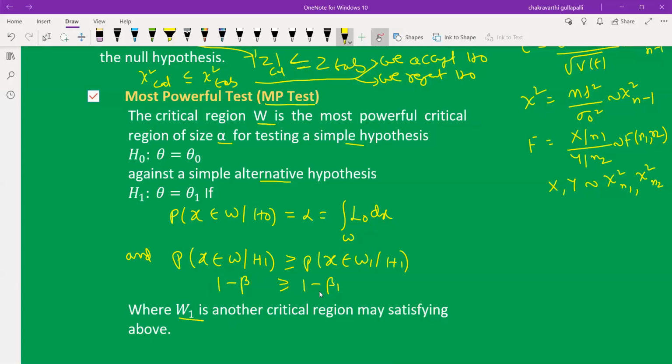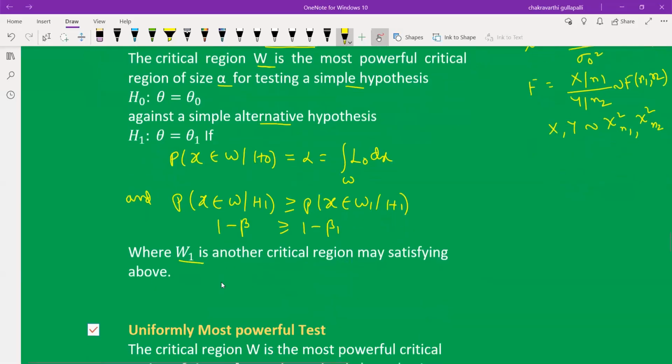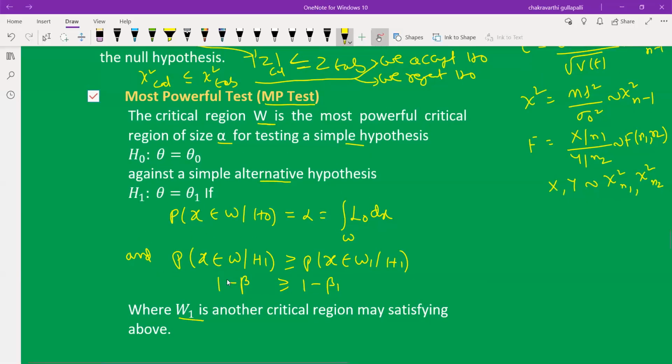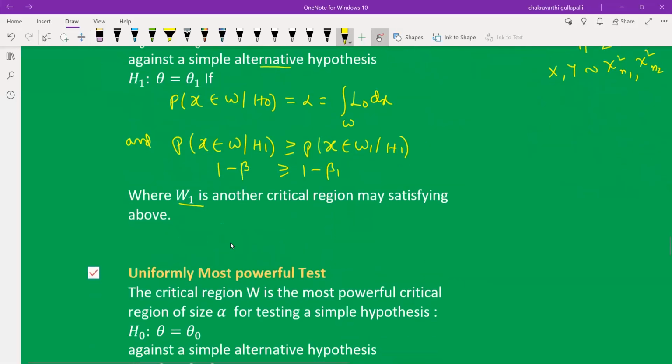W1 is another critical region. By comparing the powers of these two critical regions, the power of the test for critical region W is 1 minus beta, and for critical region W1 it is 1 minus beta 1. By comparing, the power of W is more than that of W1. That's why W is the most powerful critical region, and the corresponding test is the most powerful test. This is very important. In our UG syllabus you always have to take this most powerful test. There are many problems related to the most powerful test, simple to simple hypothesis. The Neyman-Pearson lemma also provides the most powerful test.